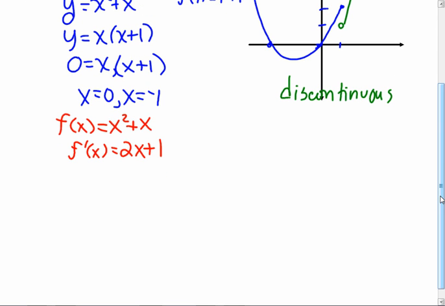So what's f prime of 1? Okay, guys? This is an excellent question here. It's 2 times 1 plus 1, or 3.